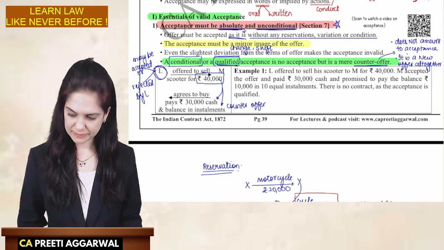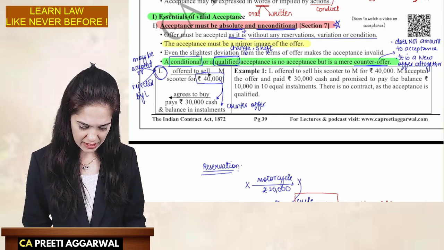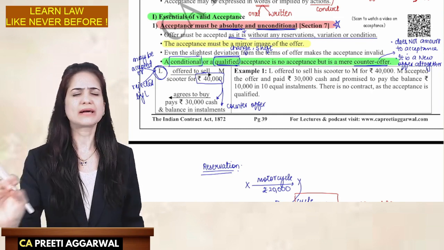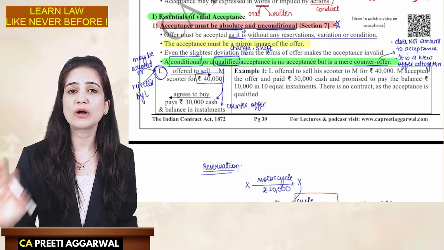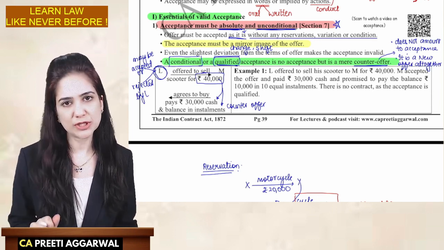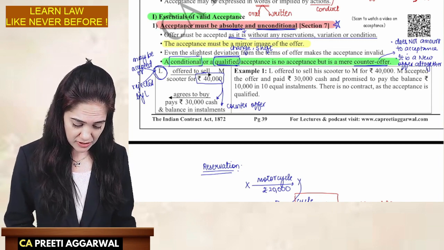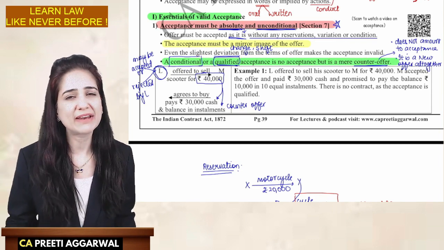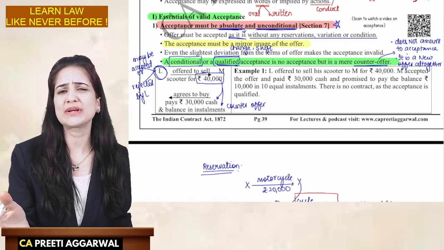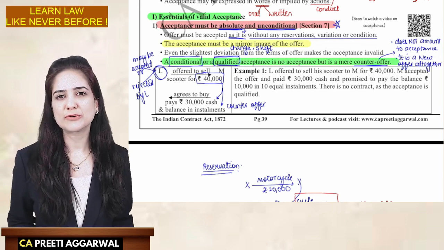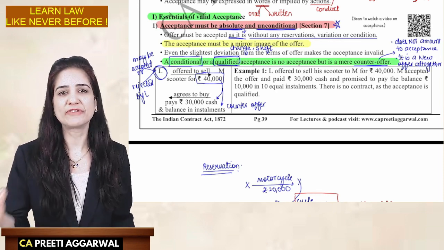Yes, did you understand? So in this case, offer must be accepted as it is without making any qualification, variation, modification in the terms of the original offer. Even the slightest deviation will make the acceptance invalid. In fact, that is not acceptance only. It is a counter offer. Counter offer does not amount to acceptance. It's a new offer altogether.